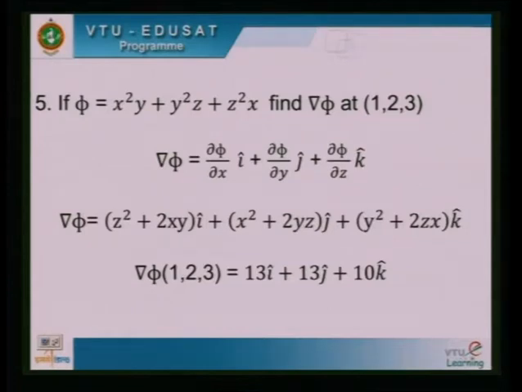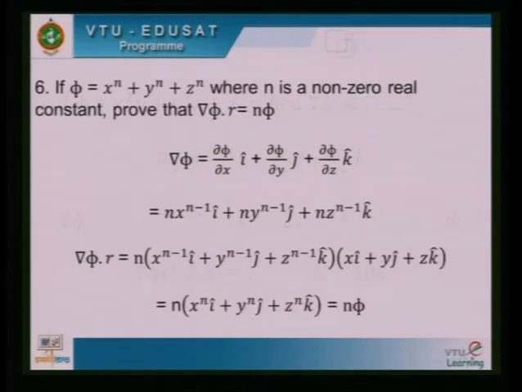Now we can substitute the point 1, 2, 3, means put x is equal to 1, y is equal to 2, z is equal to 3. Then the x component you get 13i, the y component you get 13j, and the z component is 10k. That is, gradient of phi at 1 comma 2 comma 3 equals 13i plus 13j plus 10k vector.